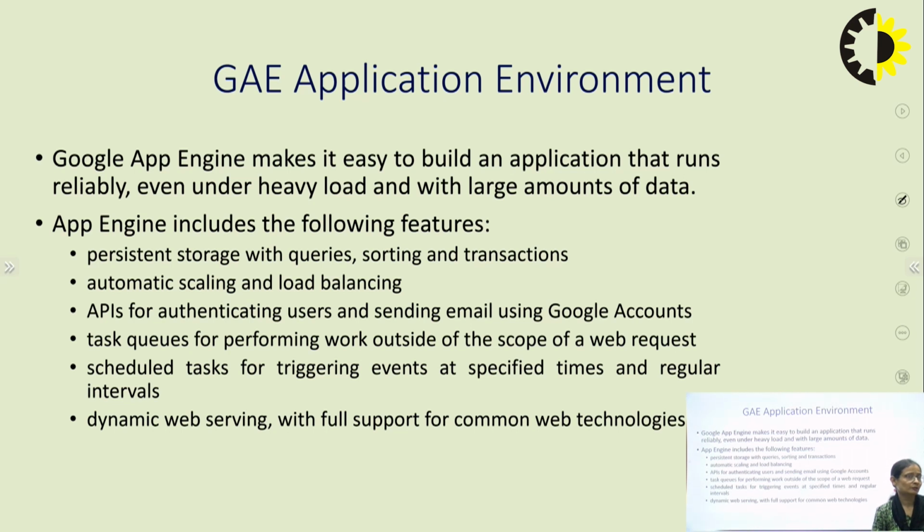The main features which App Engine provides to the user are persistent storage with queries, sorting and transactions. Automatic scaling and load balancing. APIs for authenticating users and sending email using Google accounts. That is, you can collaborate with other Google-based services. Task queues for performing work outside of the scope of a web request, scheduled tasks for triggering events at specified times and regular intervals, and dynamic web serving with full support for common web technologies.